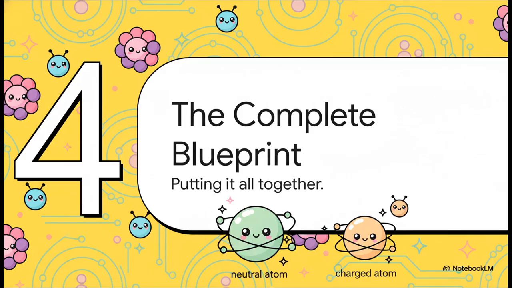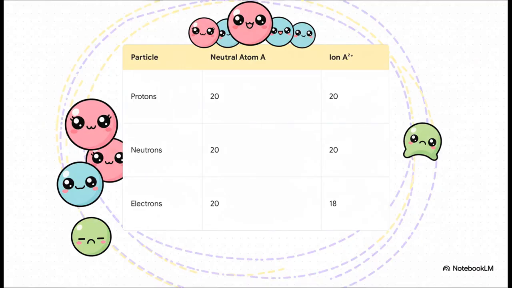Okay, we've gone through all the pieces. Let's put it all together now and look at the complete blueprint. This little table really lays it all out. Look at the protons and neutrons. For both the neutral atom and the charged ion, they stay the same, 20 and 20. Those guys in the nucleus don't change. The only thing that's different, the only thing that changed at all, was the number of electrons.